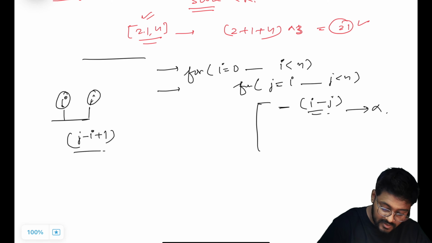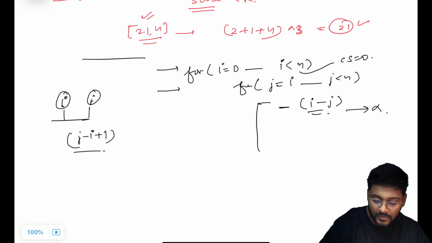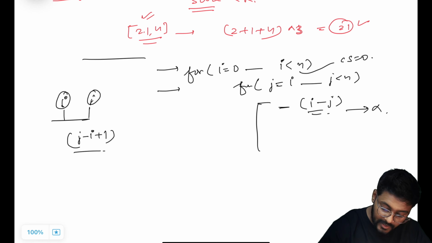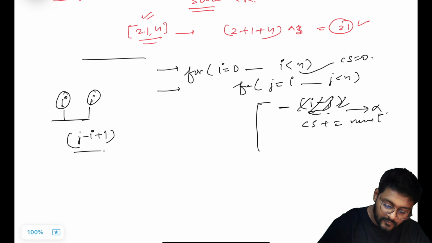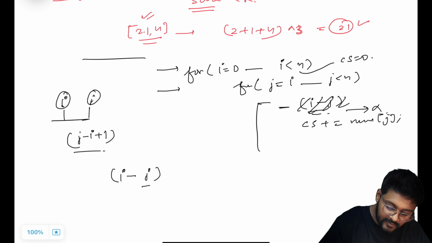Before the second iteration, the current sum is 0. The current sum of this subarray is 0. And when we are doing this iteration, I will keep on doing current sum plus equal to nums of j. And now we have the sum of the subarray starting from i till j, and we are checking every possibility of j. Currently i is 0 and j will be 0, and then j will be 1, j will be 2, and so on.